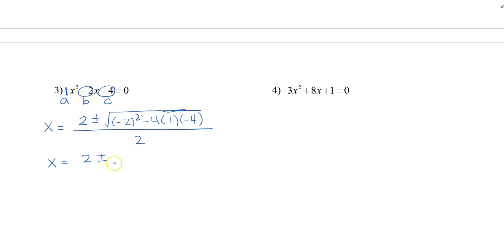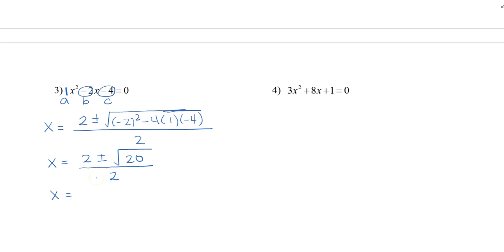So I have 2 plus or minus, and inside my square root, I get 4, and then negative 4 times negative 4 is 16. So 4 plus 16 is going to be square root of 20. If you can't do this in your head, you can also use a calculator. Don't forget that when you square a negative, it's always going to be positive. Okay? And all of this is divided by 2.